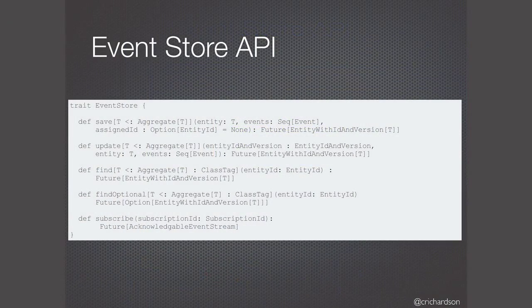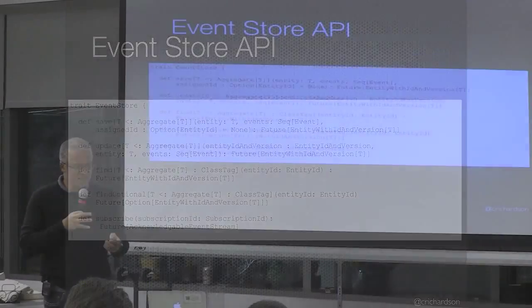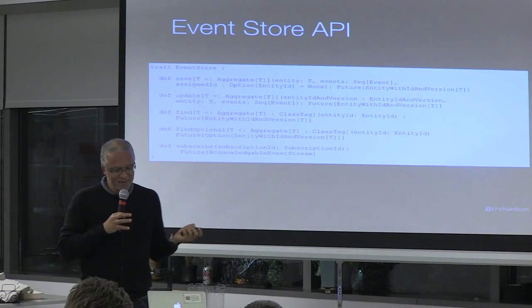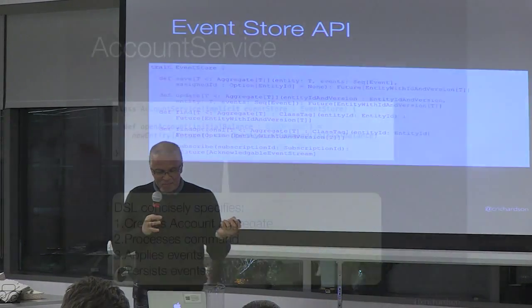The underlying event store has save, update and find methods, with type parameters, and generally looks like someone sat on the keyboard.